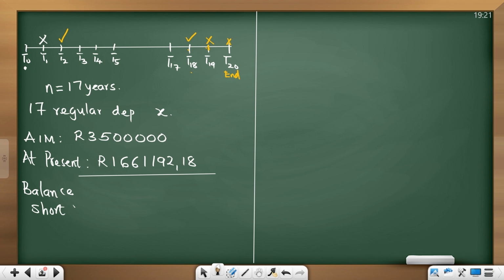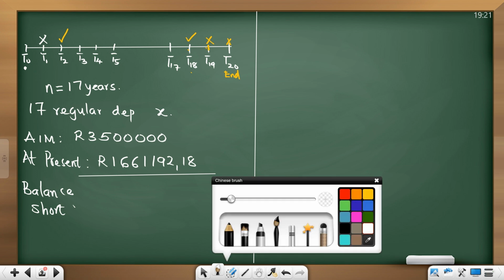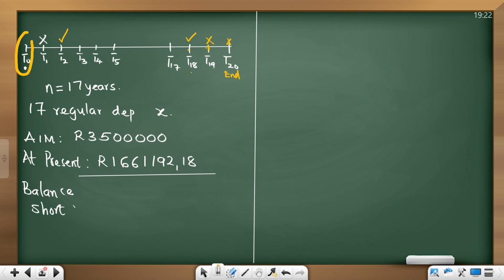Okay, hold on. Yes, Boo? Talk to me. So, may you please re-explain the timeline? I understand what you've been doing at the aim and at the present, but I don't understand the timeline quite clearly. Okay, keep your mic on. The question says 2 years after, right? He made his deposit. He made it. This is the beginning.